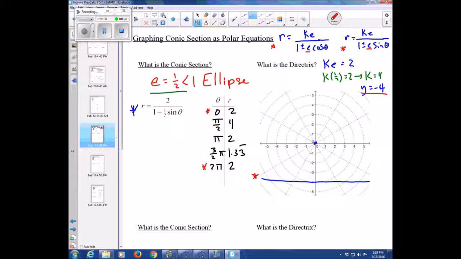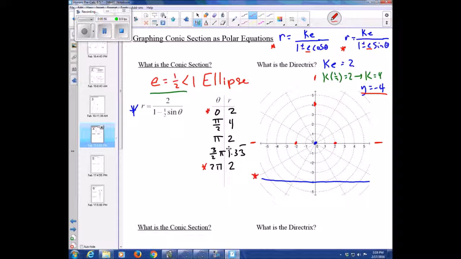All right, so let's go ahead and plot these points. Starting at a rotation of 0, we've got an r value of positive 2, so we'll go out 2 in that direction. At a rotation of pi over 2, we've got an r value of 4, so we'll go 4 in the direction of pi over 2. For a rotation of pi, we've got an r value of 2, so we'll go out 2 in the direction of pi.